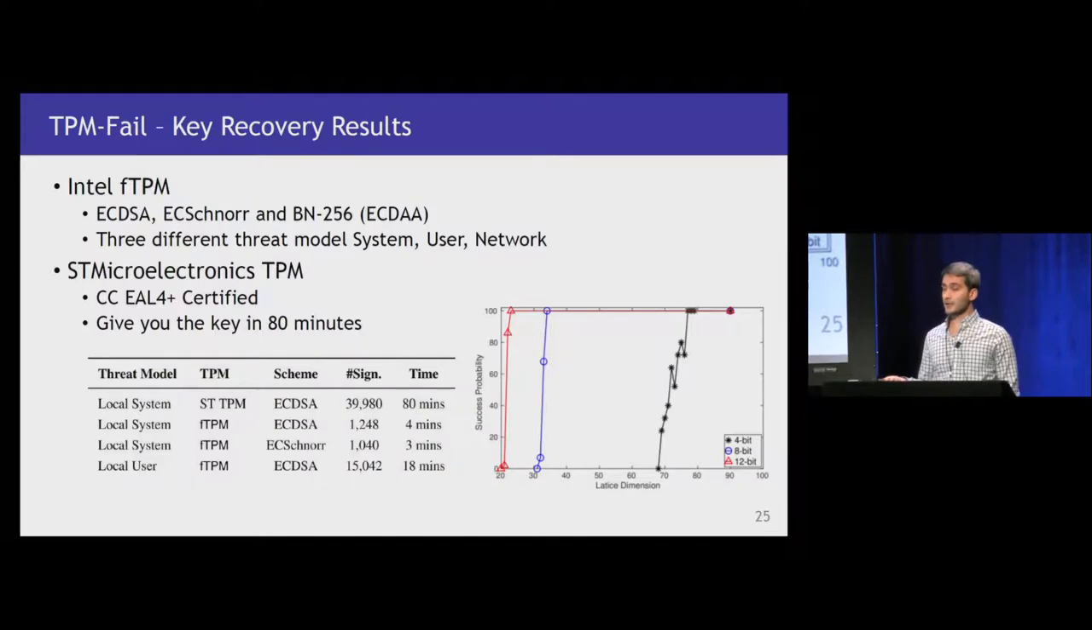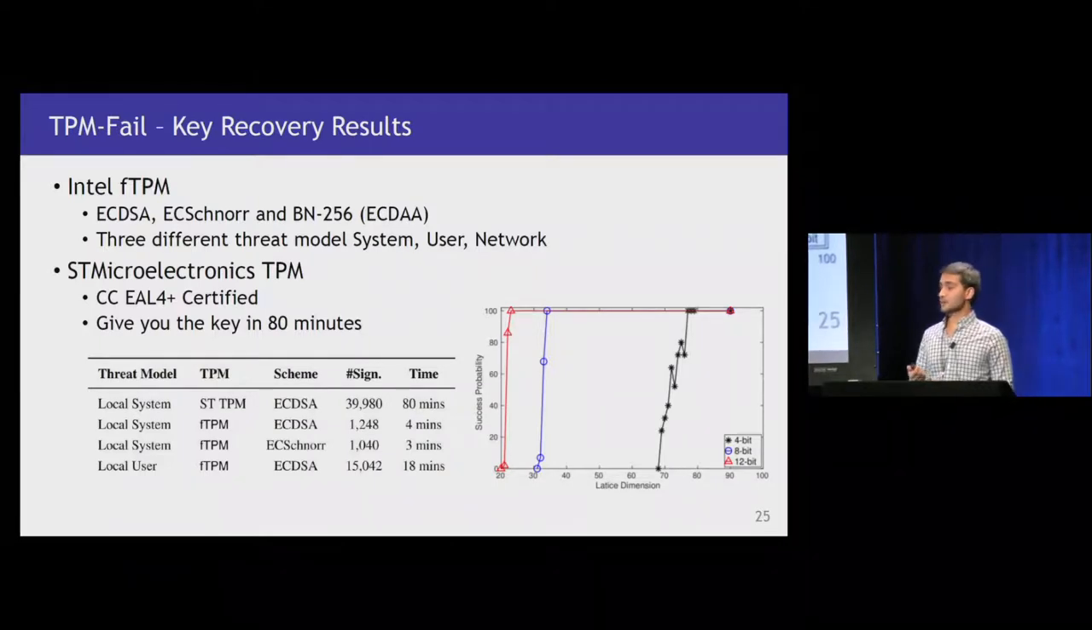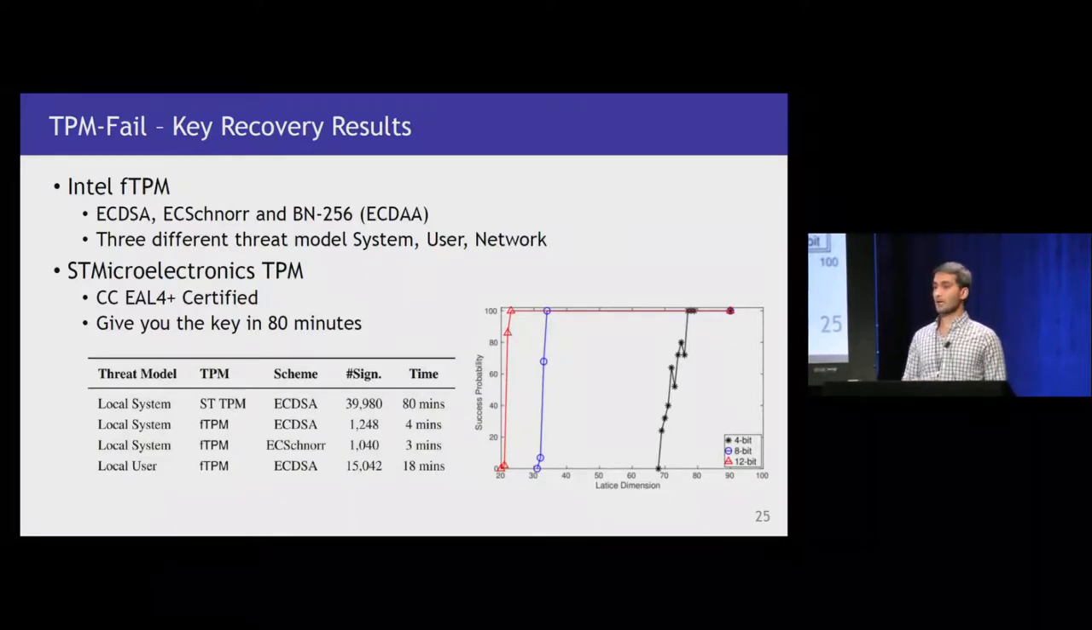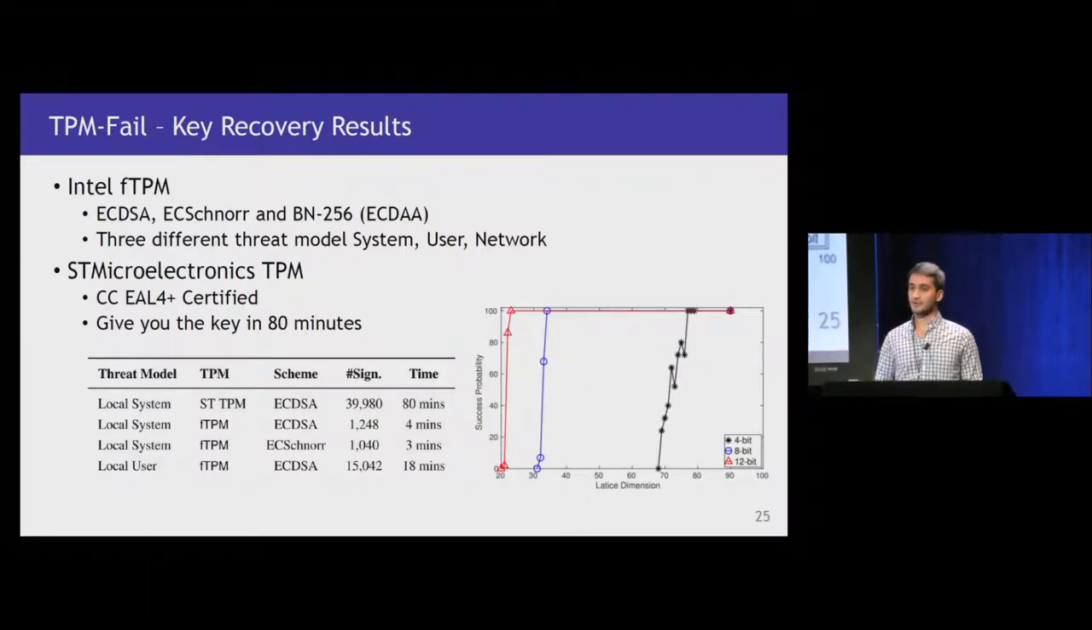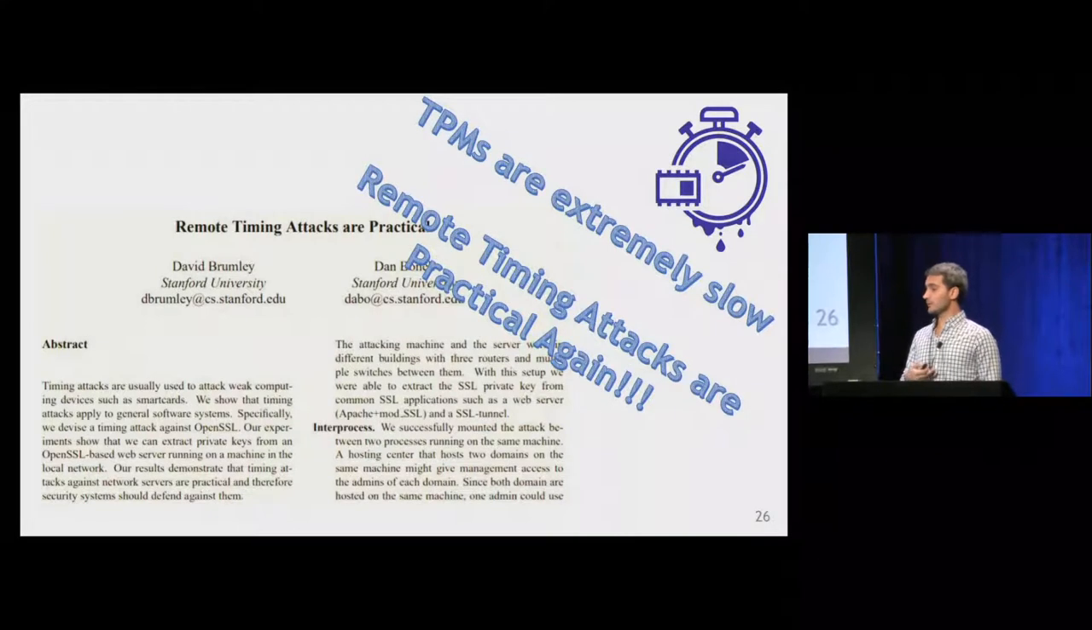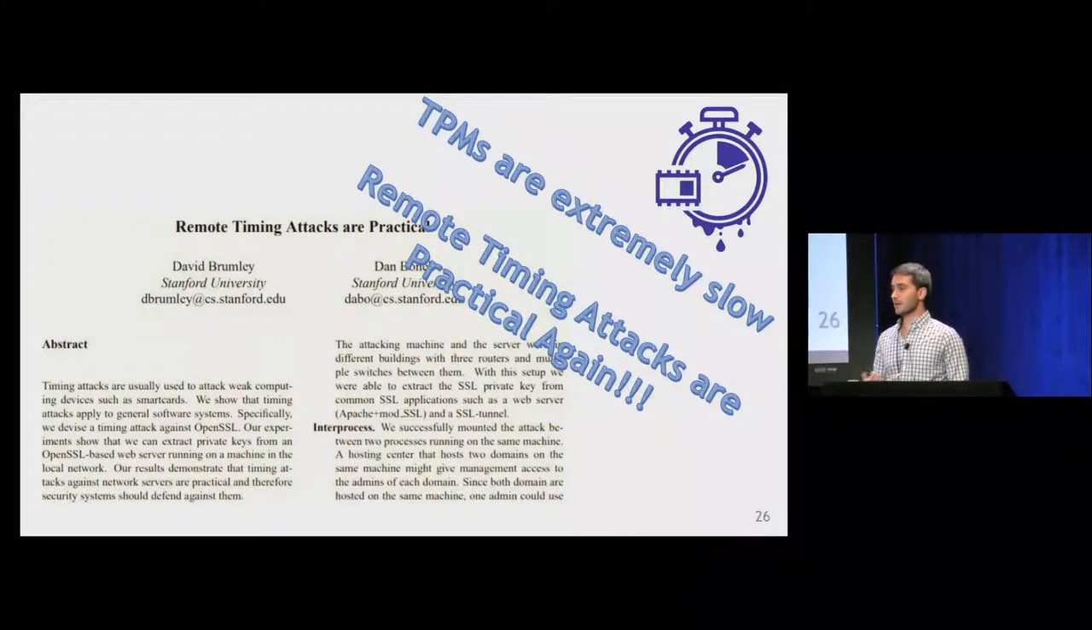For STMicroelectronics, which is a CC certified device and is supposed to be protected against timing attacks and side channel attacks, we could recover the key in 80 minutes, which again is the time to collect that amount of signatures, 40,000 signatures. And with that, we move to, okay, what else can be done with these devices?